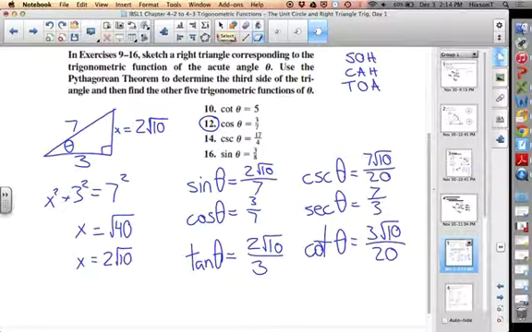Now, part of this is just practice getting used to dealing with the reciprocal functions. If we were solving a problem, we probably wouldn't need all 6 of them, but at least we know we can find it if we want. All right, take a couple minutes here.